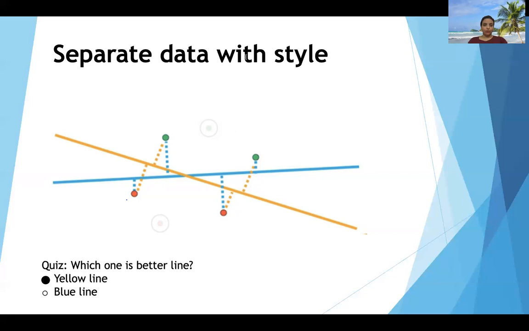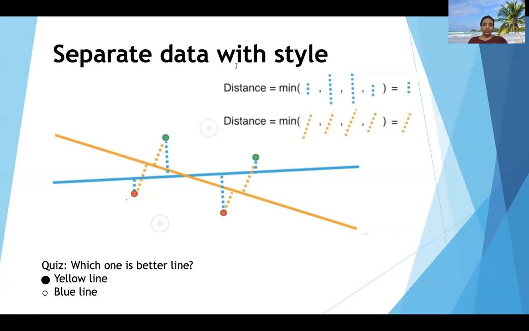Now, if we focus on the distance from these 4 points to the two lines, we have to consider the minimum of the 4 distances. That tells us how close the line is to the points. Here we see that the minimum of all distances is larger for the yellow line, and for the blue line it is smaller. So that's why the yellow line is better.